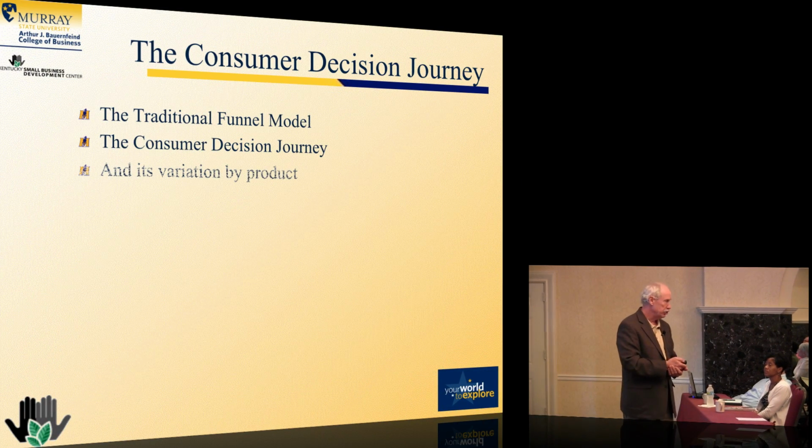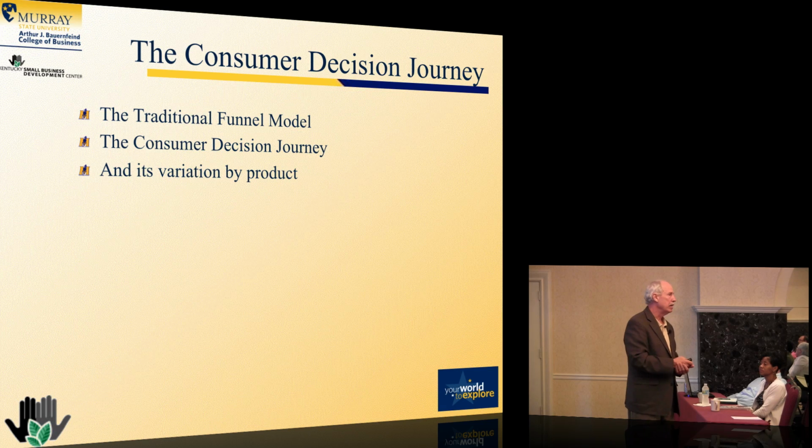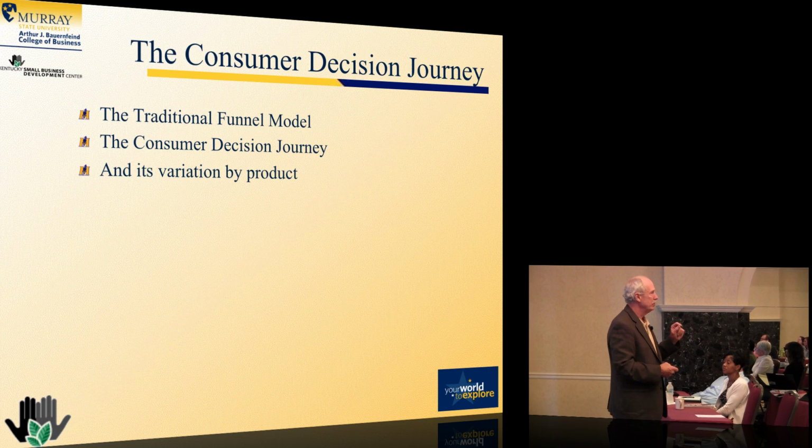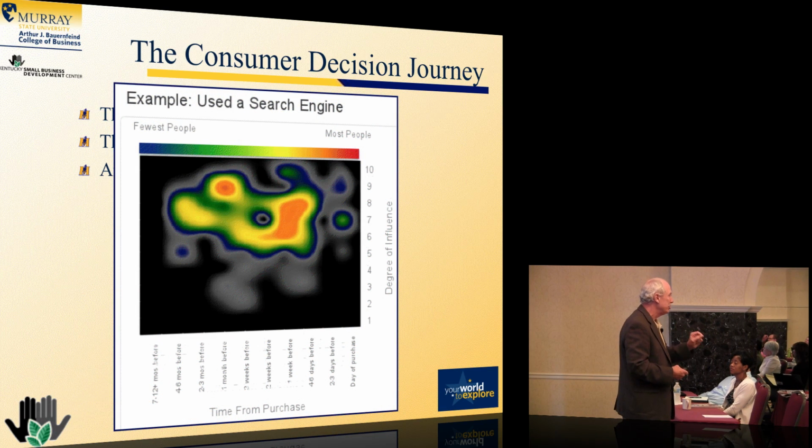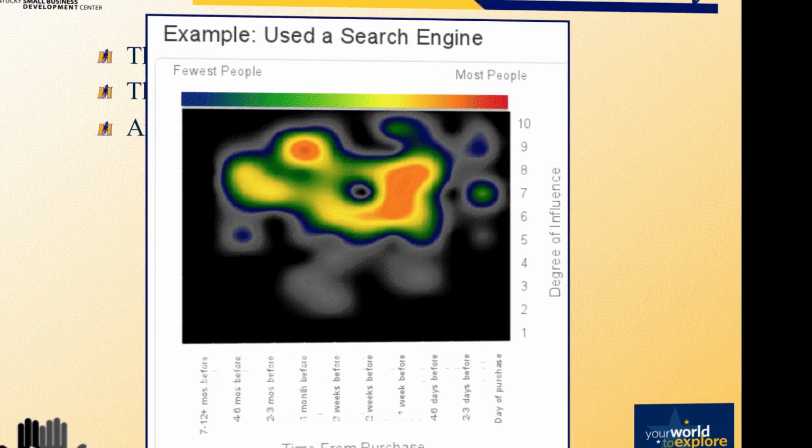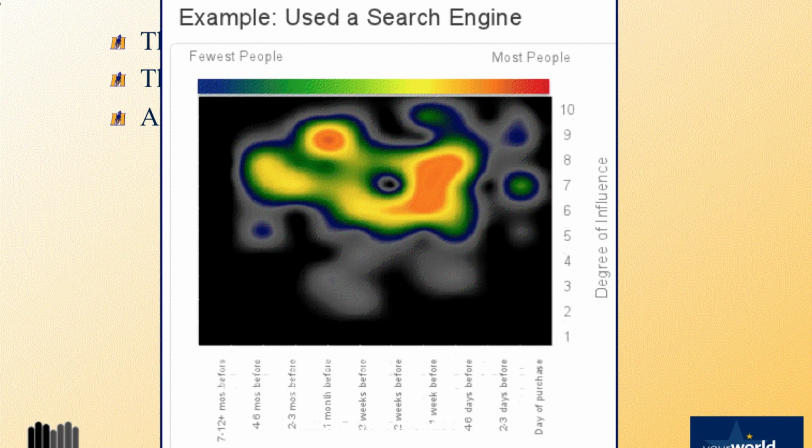And finally, that decision varies by product. Now this is a very information-rich graph, so let's just take a second and figure out what it's trying to show us. What this shows is the number of people who use a resource, when they use it, and how important it is to them. So as we move across horizontally, we're moving through time. We start a year ago at the far end, up to the day of purchase on the far right.